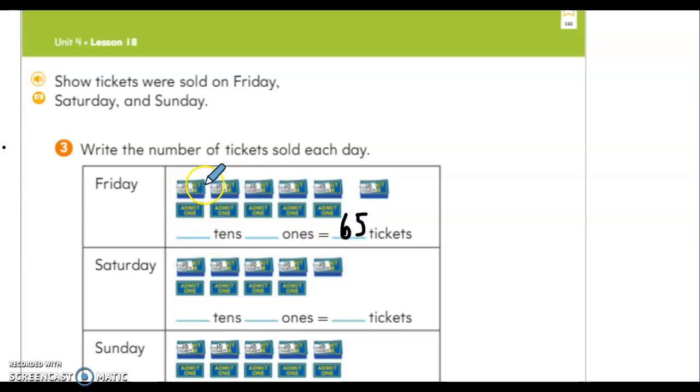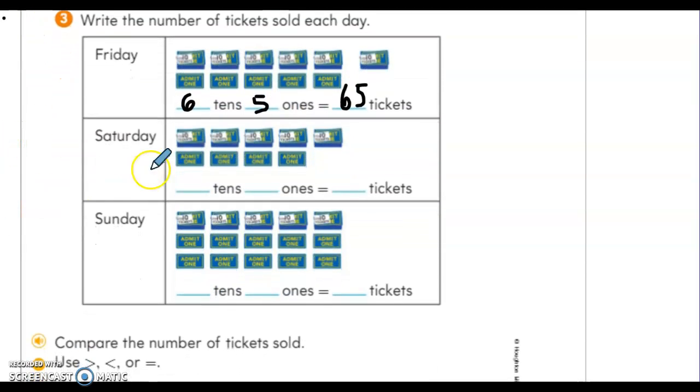Okay, and then how many tens? You can see it right here. We ended up with 6 tens. And how many ones? 5 ones. 6 tens and 5 ones is 65 tickets. Okay, I'll have you do Saturday and Sunday on your own really quick. So pause the video, complete Saturday and Sunday, and then click play. See if you got the answers right.